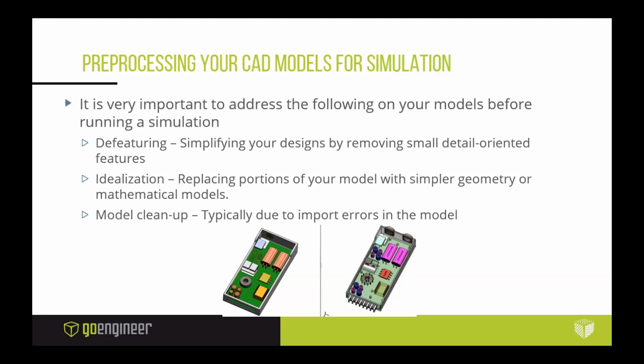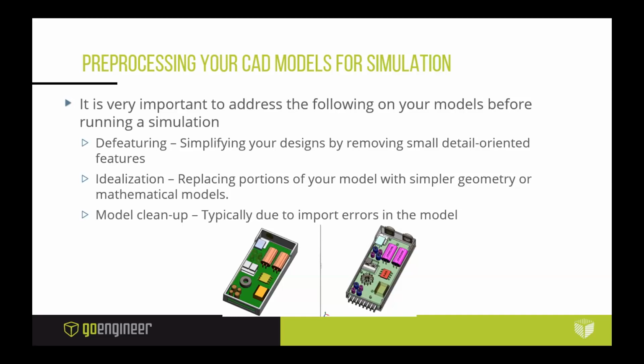Defeaturing is a huge part of this pre-processing of your CAD data. The other thing you want to consider is going to be the idealization of your models. So idealization is the replacement of your CAD design or aspects of your geometry with simplified versions. For example, like this laptop or maybe this projector on this small table.